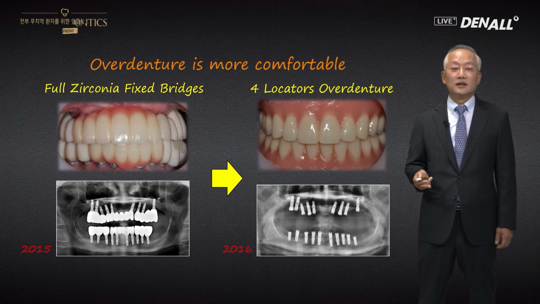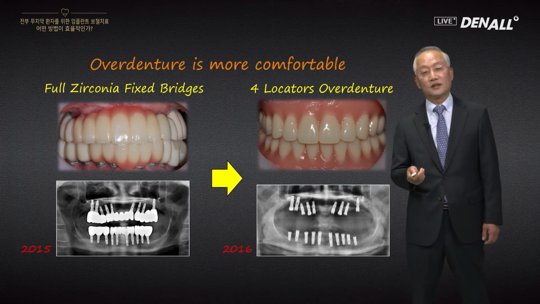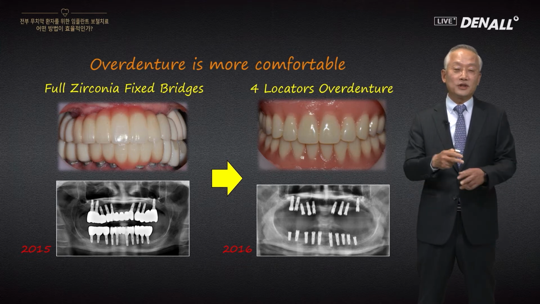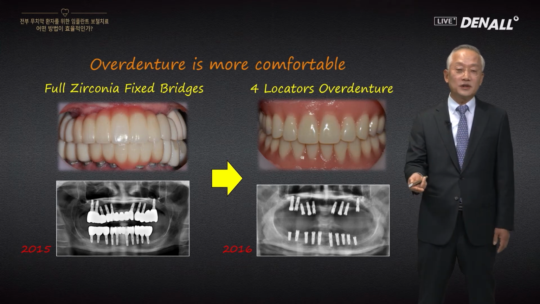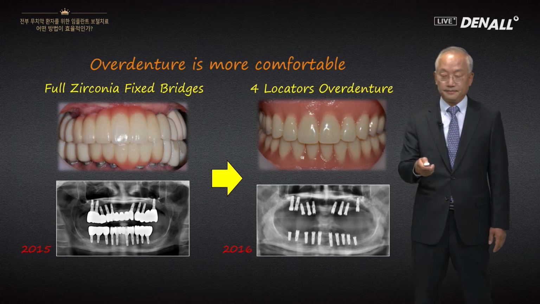Using 4 locators in the upper and 4 in the lower, an overdenture was provided. The patient is very happy functionally and aesthetically and is continuing to use the overdenture. I gave the patient the option of choosing between the 2. It has been approximately 5 years and the patient is continuing to use the overdenture.